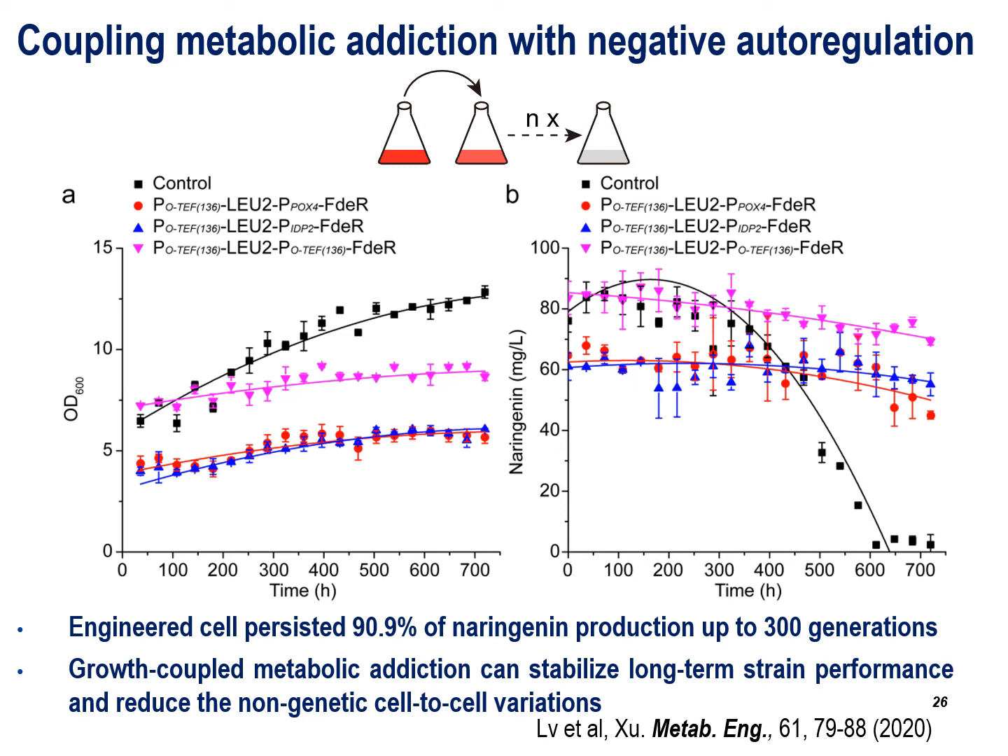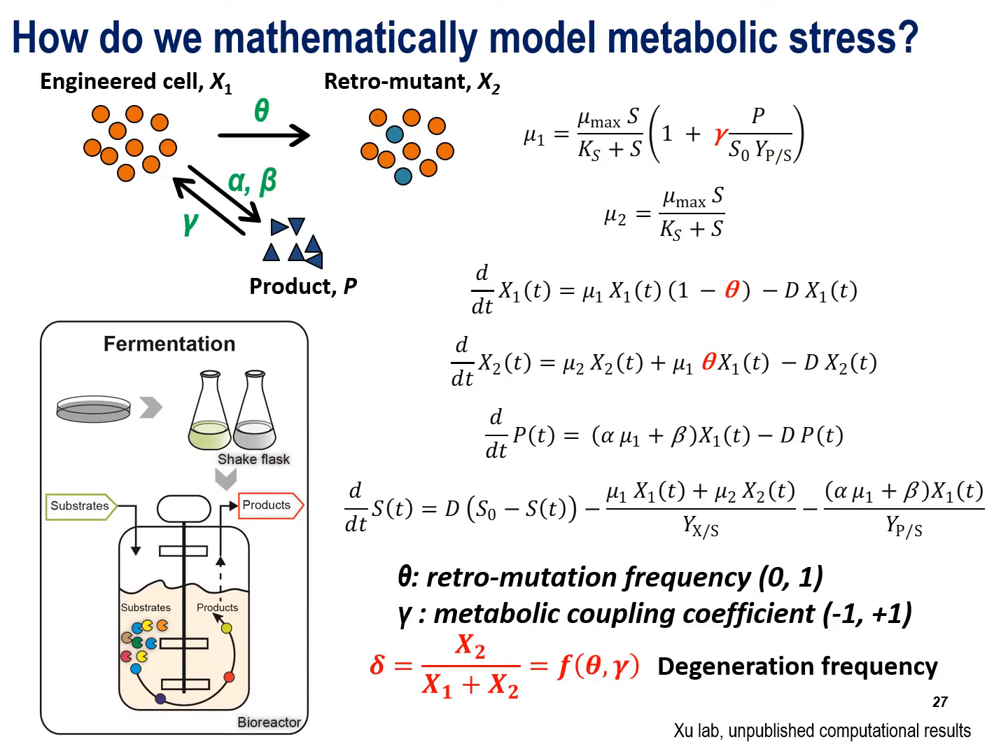So our conclusion is that this growth coupled metabolic addiction can stabilize the long-term strain performance and can reduce the non-genetic strain to strain variation. This result was published last summer in the journal Metabolic Engineering. In the next couple of slides, I want to mention why it's so important to build the growth-linked phenotype, to build the metabolic addiction phenotype.